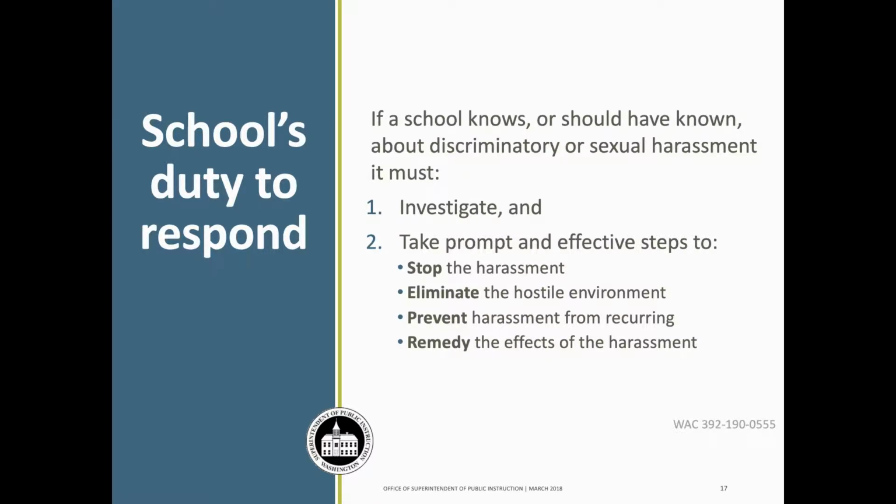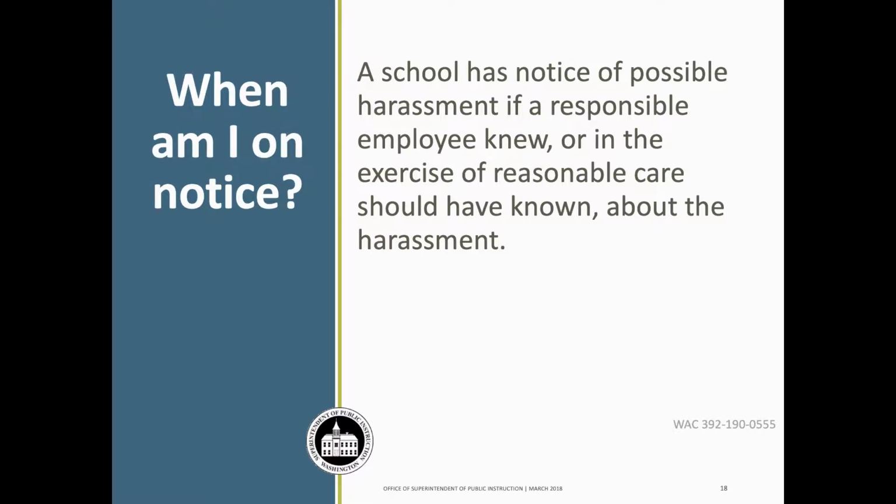If a school knows or should have known about discriminatory or sexual harassment, it must, first, investigate to determine what happened, and second, if the school finds that harassment has occurred, take prompt and effective steps to stop the harassment, eliminate the hostile environment for the targeted student and any other students impacted, prevent the harassment from recurring, and remedy the effects of the harassment on the targeted student and any other students impacted. The school must take these steps regardless of whether anyone has filed a complaint or asked the school to take action. When are we on notice?